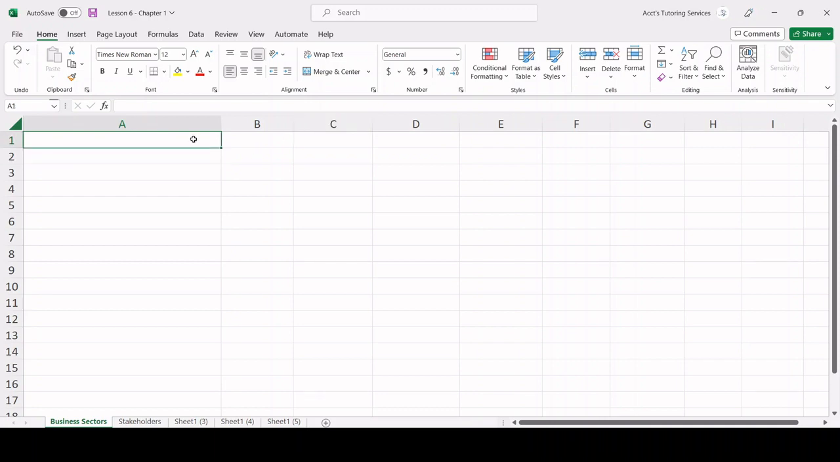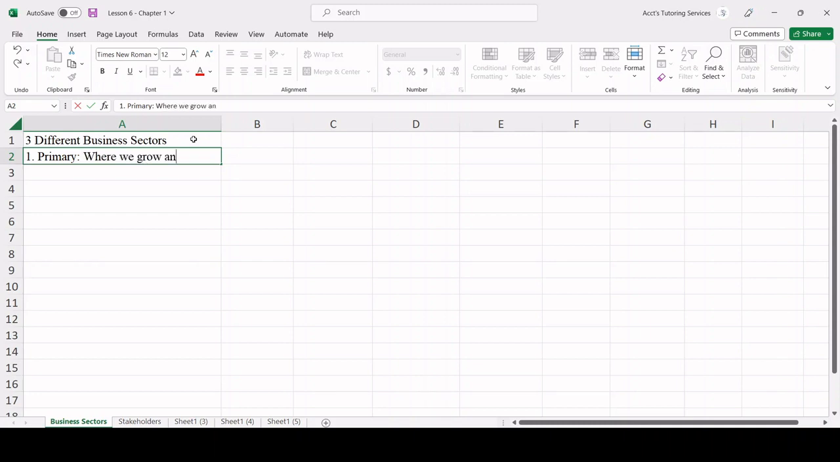The first topic we're gonna talk about are business sectors. We have three different business sectors. The first one is primary. The primary sector is where we grow and gather raw materials. The prime example of this could be oil drilling, a coal mine, someone that cuts down trees so we can make paper, right?